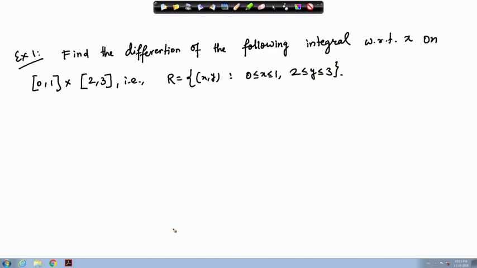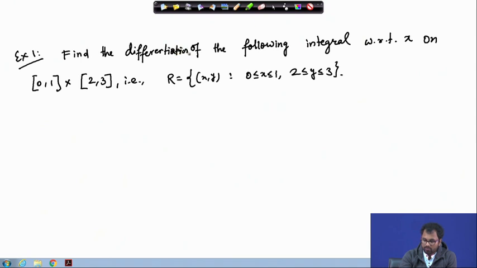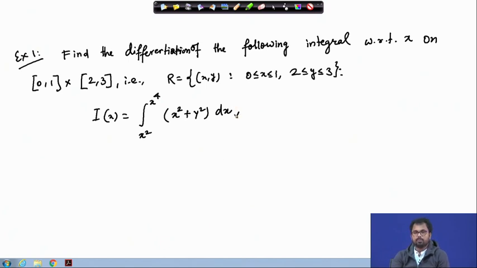So, we need to find the differentiation of the integral given as I(x) equals the integral from x square to x to the power 4 of x square plus y square dx. All right. So here our function f is, so let's go to the solution. Of course here we will apply the Leibniz rule of differentiation.